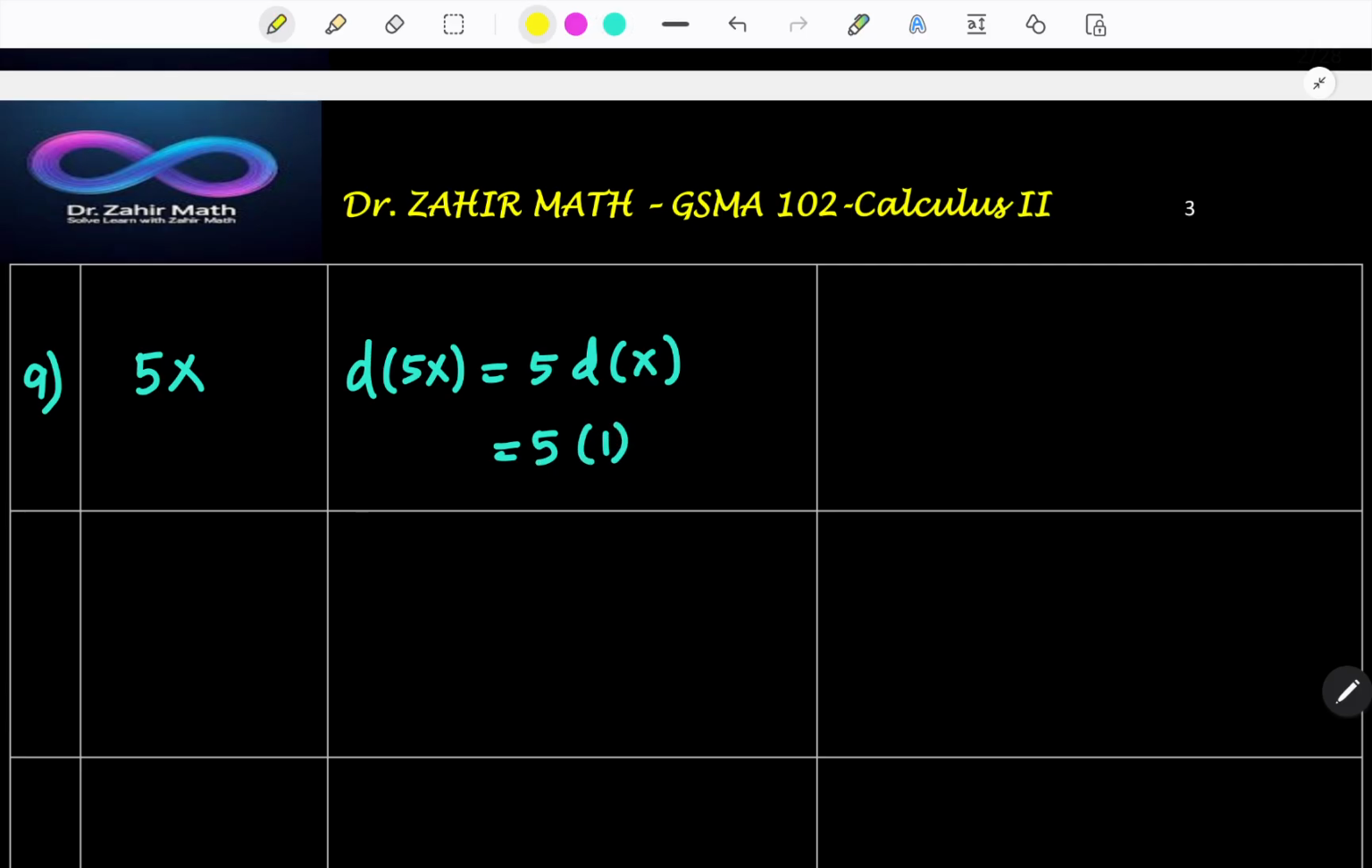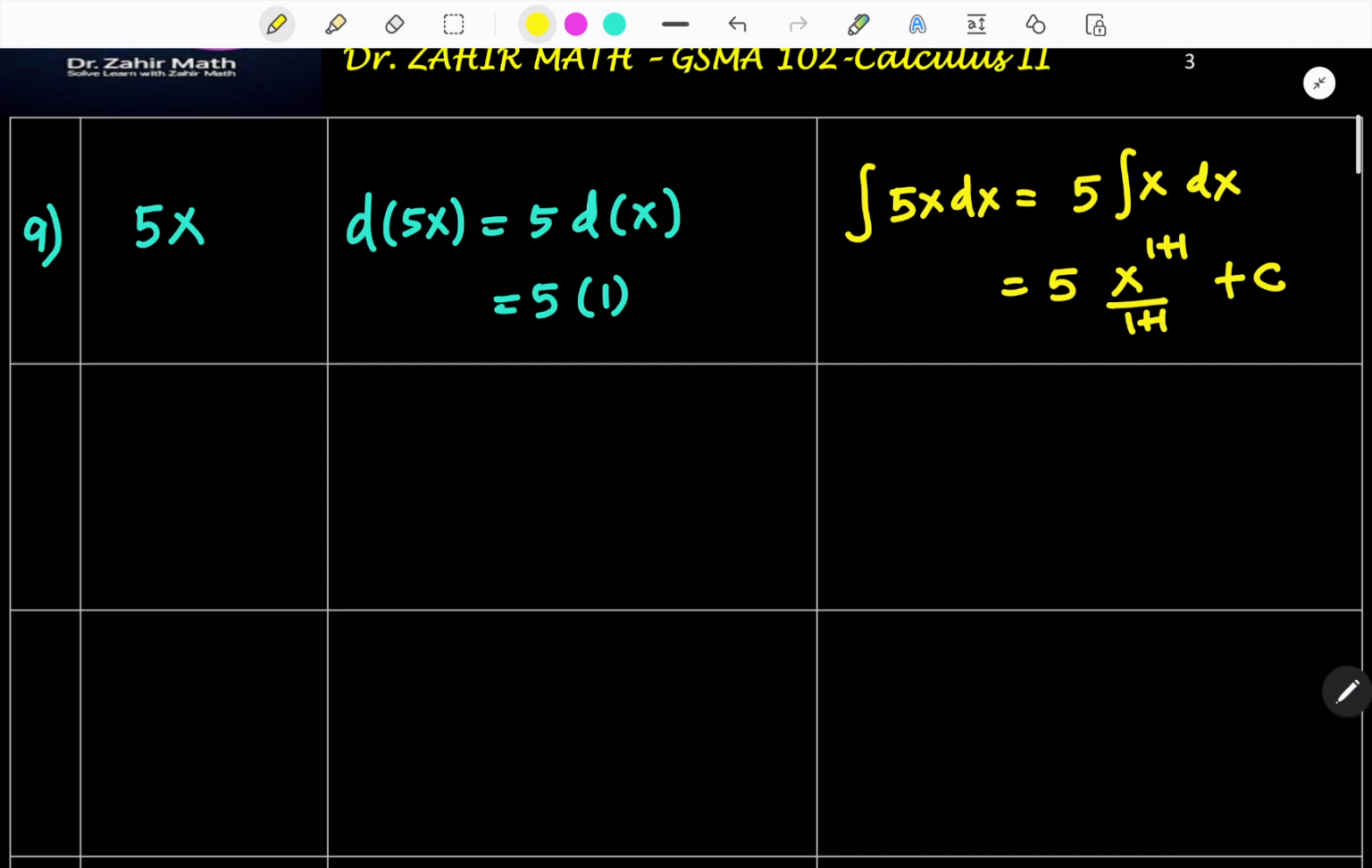The same thing we are going to do: the integral of 5x dx is equal to 5 comes out, the integral of x dx will be there, right? So 5 will be there, and the integral of x is x power n plus 1, which is 1 plus 1, divided by 1 plus 1, plus integrating constant c. Which is equal to 5x power 2 divided by 2 plus integrating constant c.